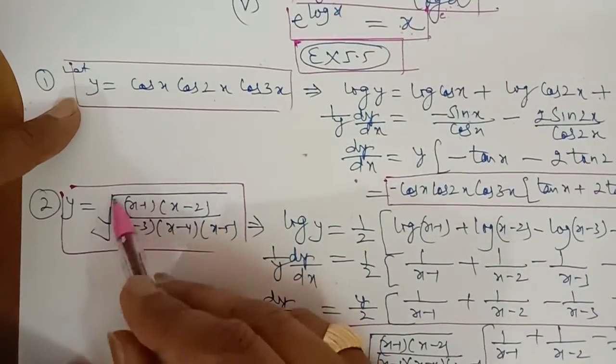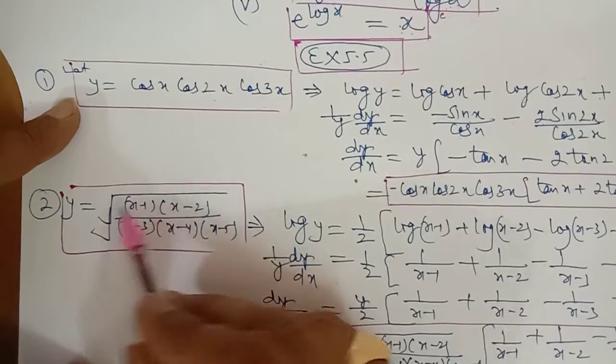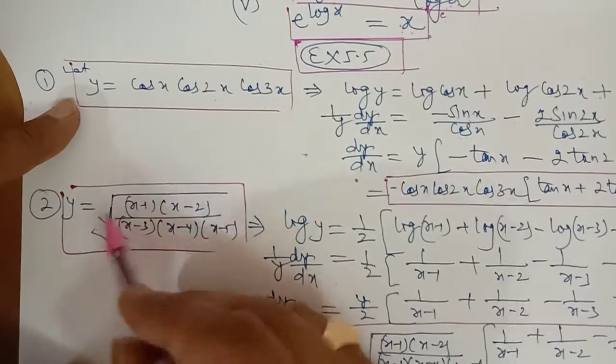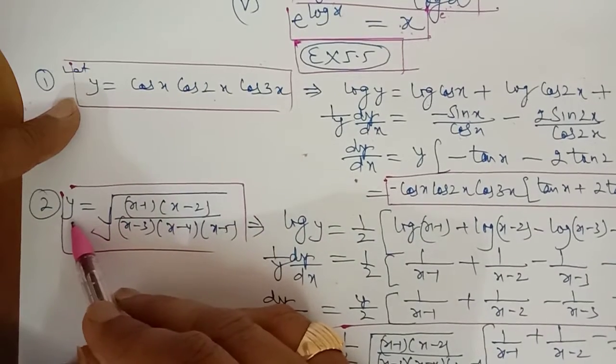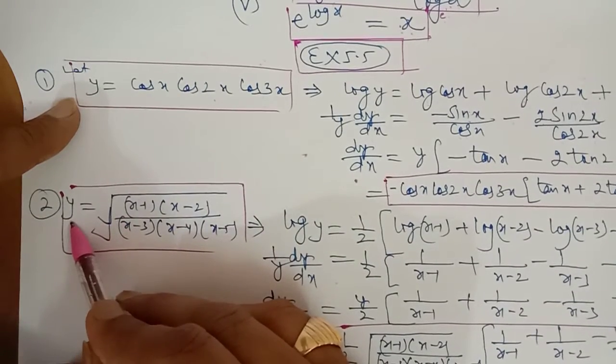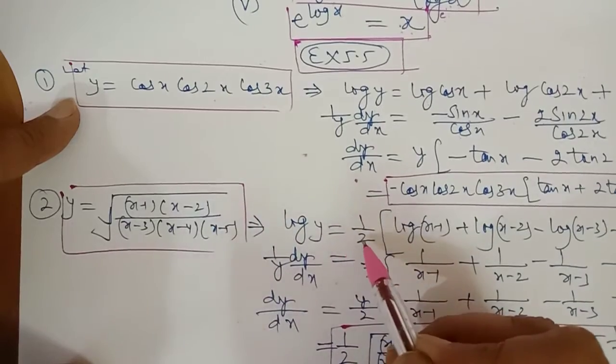Now again we have the square root of this. Now what is the meaning of this square root? It just means its power is half. In place of root you can write the power half. So by taking the log it will become how much? Log y, and the power gets multiplied with the expression as half.